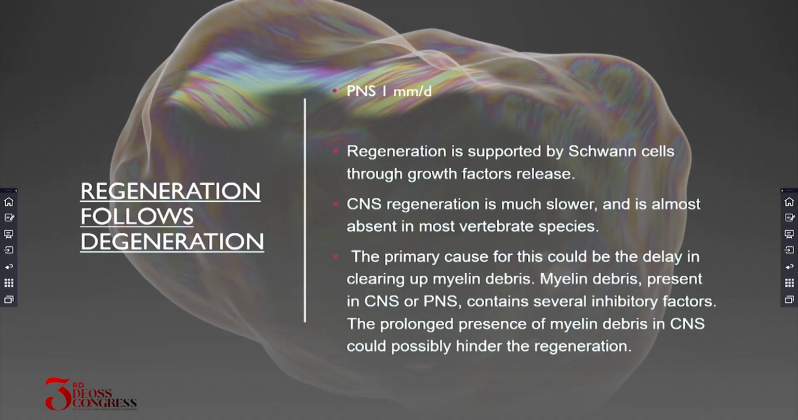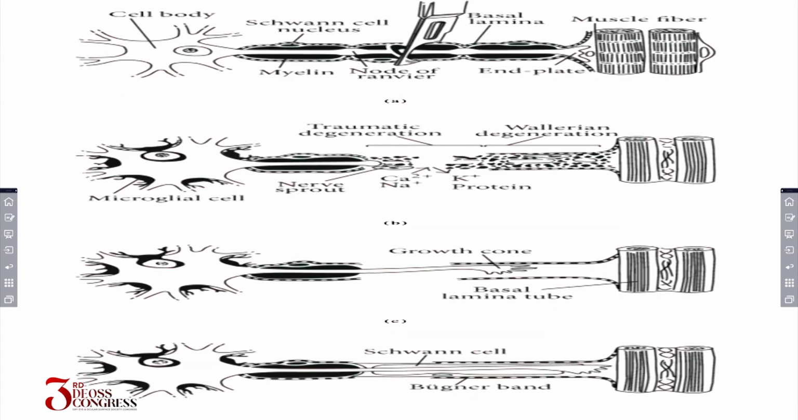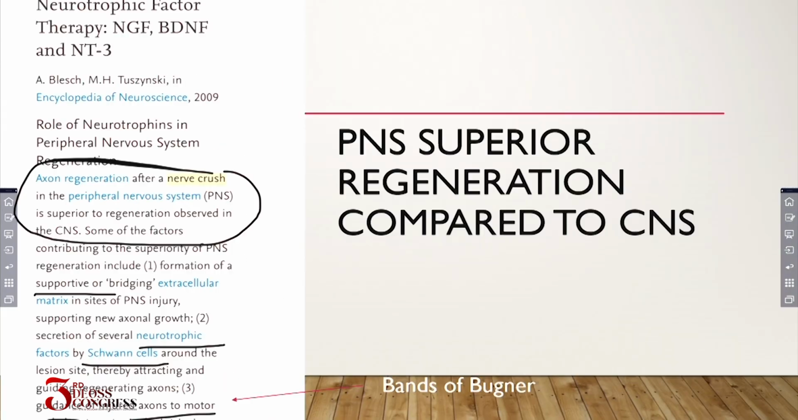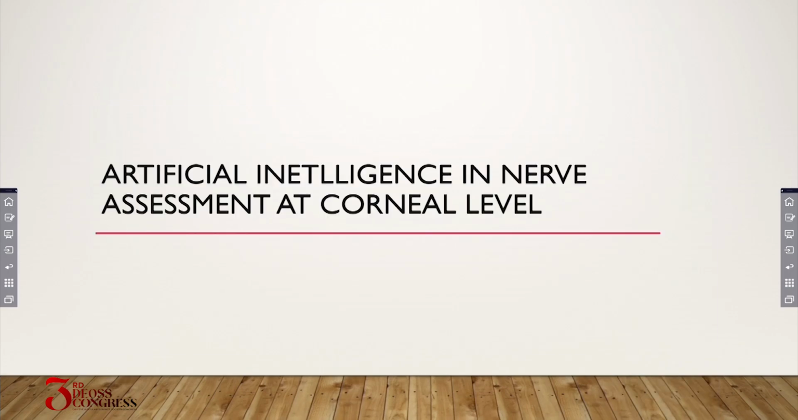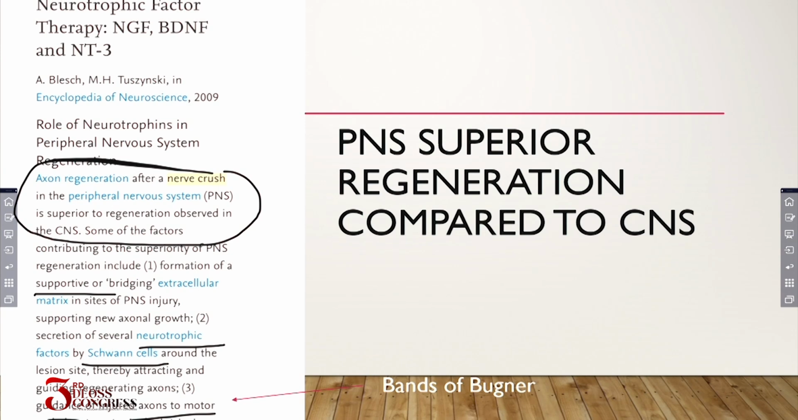Regeneration follows degeneration, and those are the different levels of degeneration. When this break happens, there is something called Wallerian degeneration, which goes all the way up. If that is damaged, it's not going to improve. There are various channels, and we know that the PNS, the peripheral nervous system, is better. My original concept was, instead of taking the sural nerve, to take the supraorbital, supratrochlear nerve, turn them around and put it into the cornea. I thought this would work, and this is what I called my technique. But then I realized that the PNS works better because the Bungner's bands form better in the PNS.